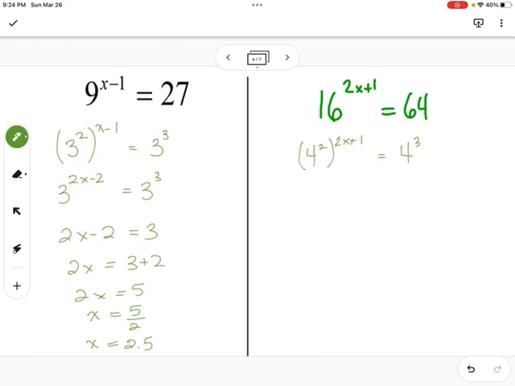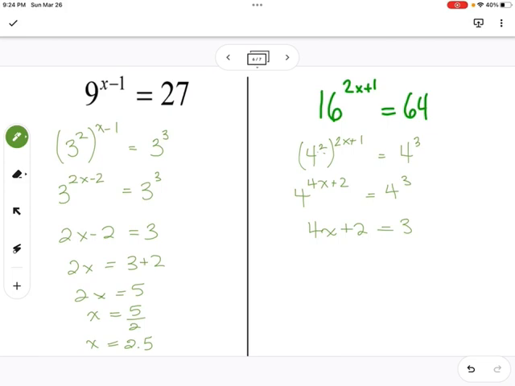Okay, again here we have power of a power. So that 2 is going to be multiplied by our 2x and our 1. So we're going to have 4 to the 4x plus 2 equals 4 to the 3. Having the same base of 4, we'll drop that. Just solve the exponents. 4x plus 2 equals 3.